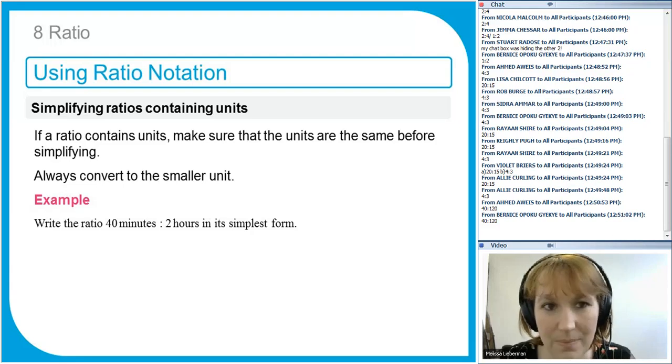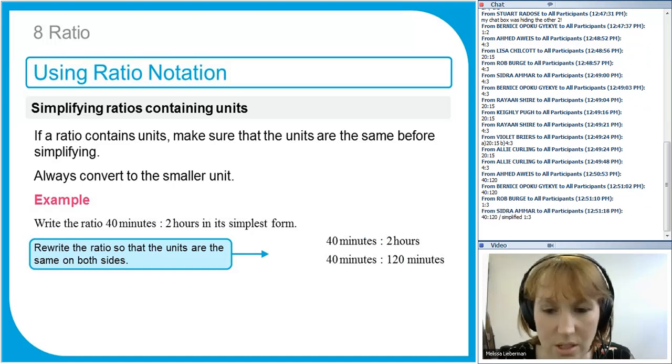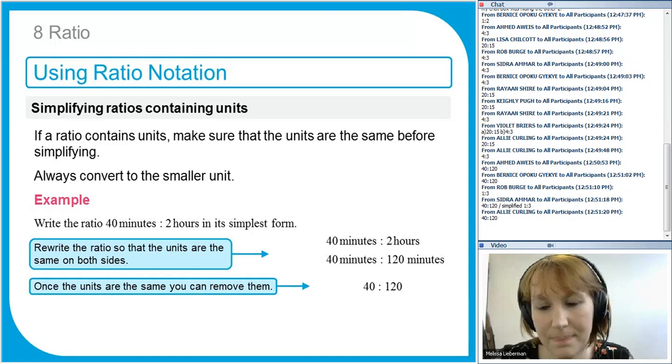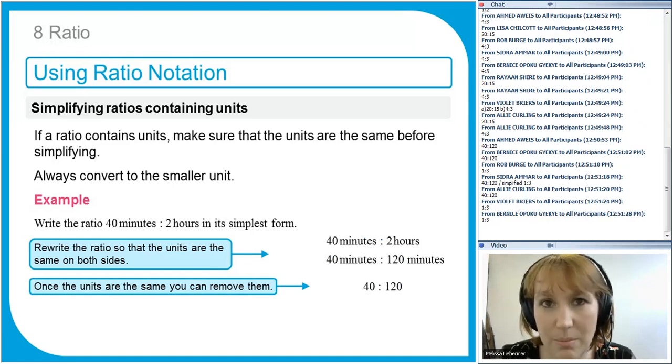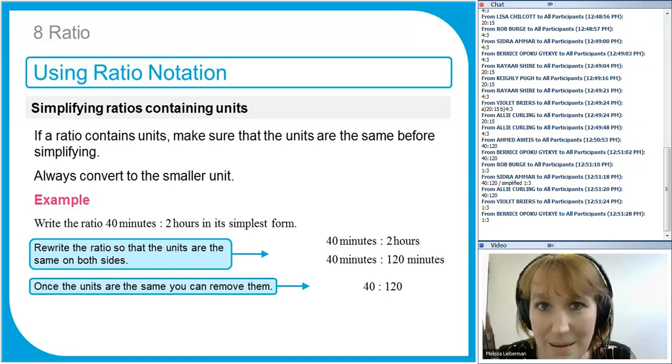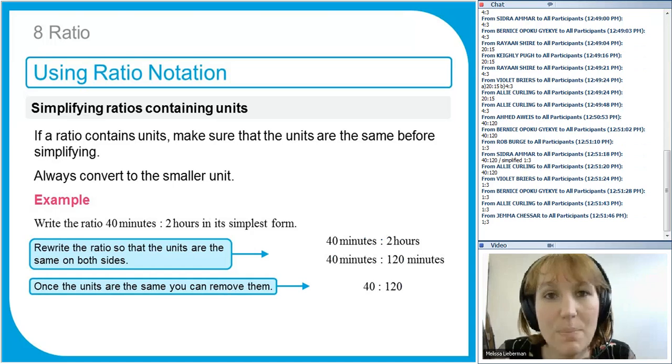So the first step will be to write this as 40 minutes to 120 minutes. Once both of them are in the same unit, we can just cancel the units through. So it's just 40 to 120. Once it's 40 to 120, then we can simplify it just by dividing both numbers by the same thing. Now, obviously, they're both divisible by 10 because they both end in a 0, so I could put 4 to 12. But I can also divide both 4 and 12 by 4, and actually 40 goes exactly into 120 3 times. So if I divide both of those numbers by 40, you can do it by 10 and then by 4 if that's easier, then what do I get?